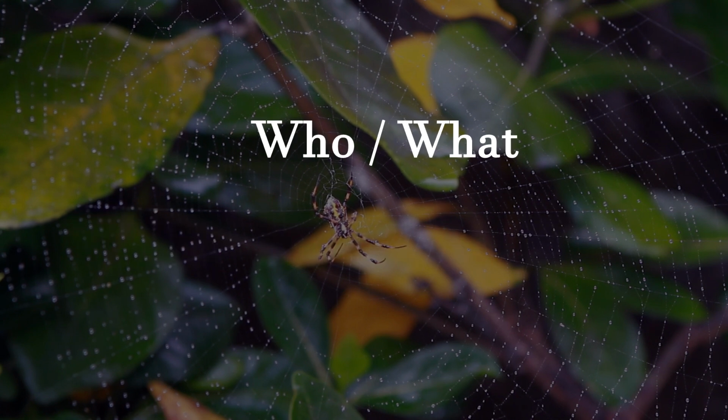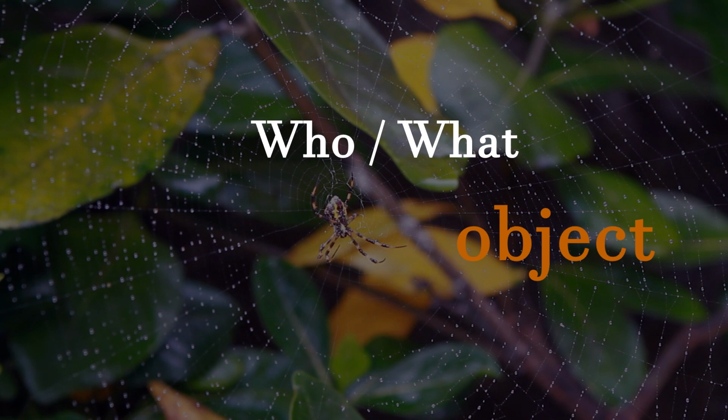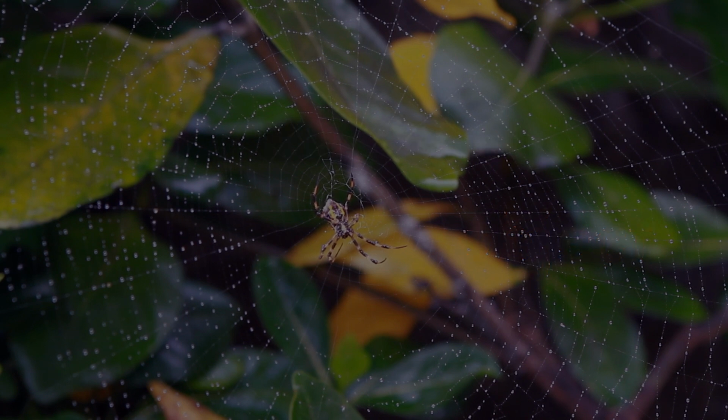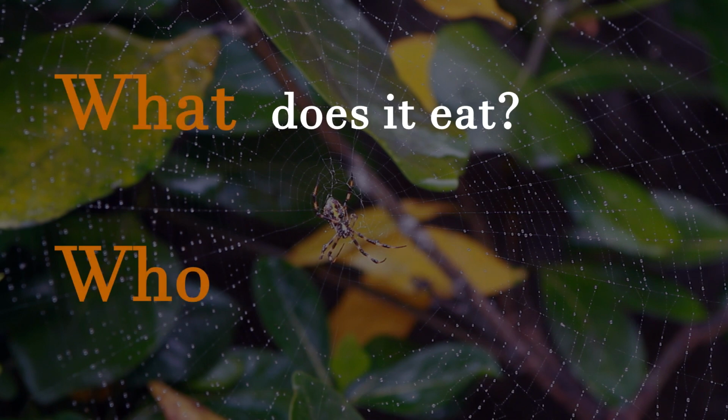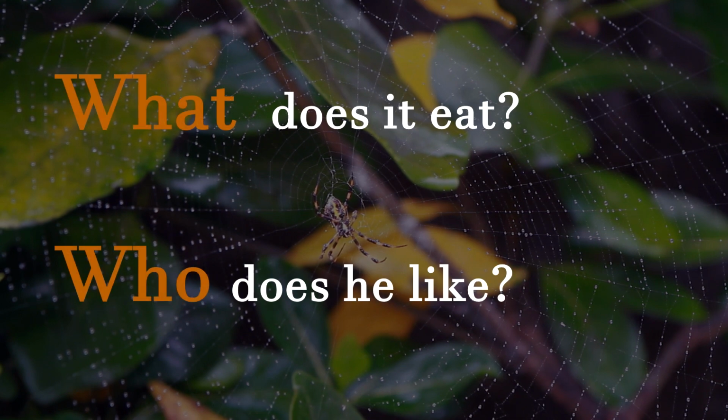When who or what are objects, we use the do word to make the question. What does it eat? Who does he like?